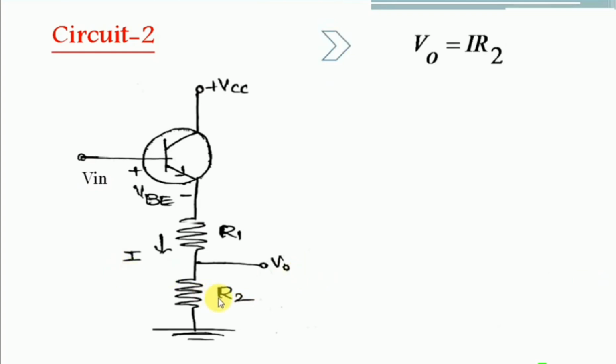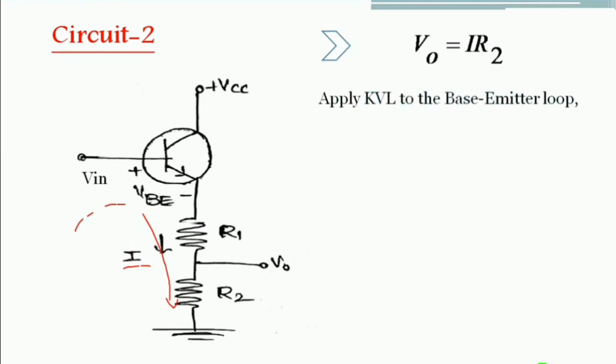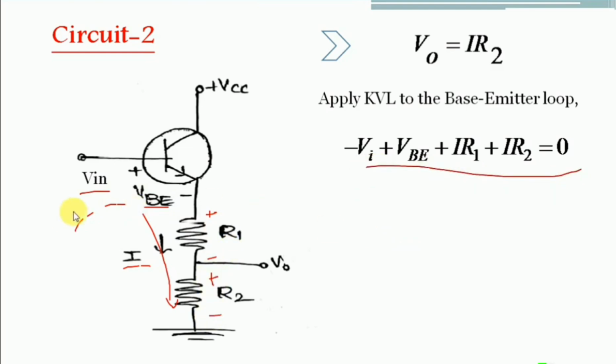Now what is the next step? We have to find the value of current I. This current I can be found by applying KVL to the base emitter loop. So if you apply KVL to the base emitter loop, we can write the equation as minus Vi plus VBE plus I into R1 plus I into R2. In this way you will write the equation by applying KVL to the base emitter loop.